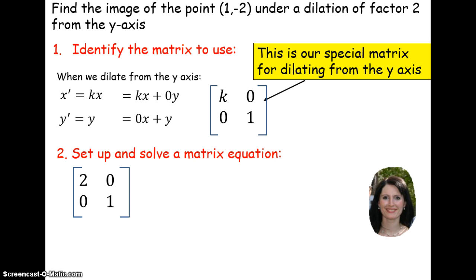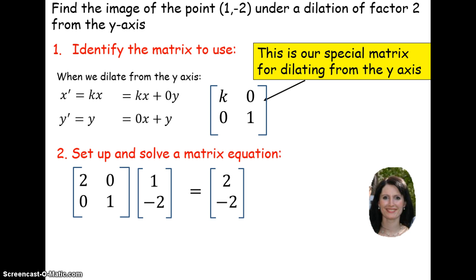All we need to do is multiply our special matrix, where k is 2, because the dilation factor is 2, and then we have our other values that we have put in there. Multiply that by the point. Using the row by column rule for multiplying of matrices, or using the CAS, we find that the point is 2 and negative 2.